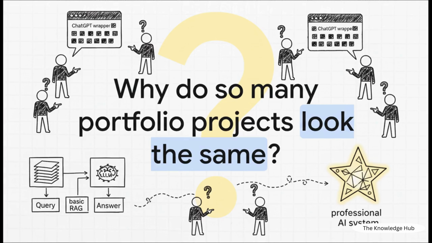And here's the thing, the problem is actually pretty simple. When you're just starting out, you don't really know what a production-level AI system looks like. So what do you do? You follow the online tutorials. And the result? You end up building the exact same ChatGPT wrapper or basic RAG app as literally every other candidate out there, making it almost impossible for you to stand out from the crowd.